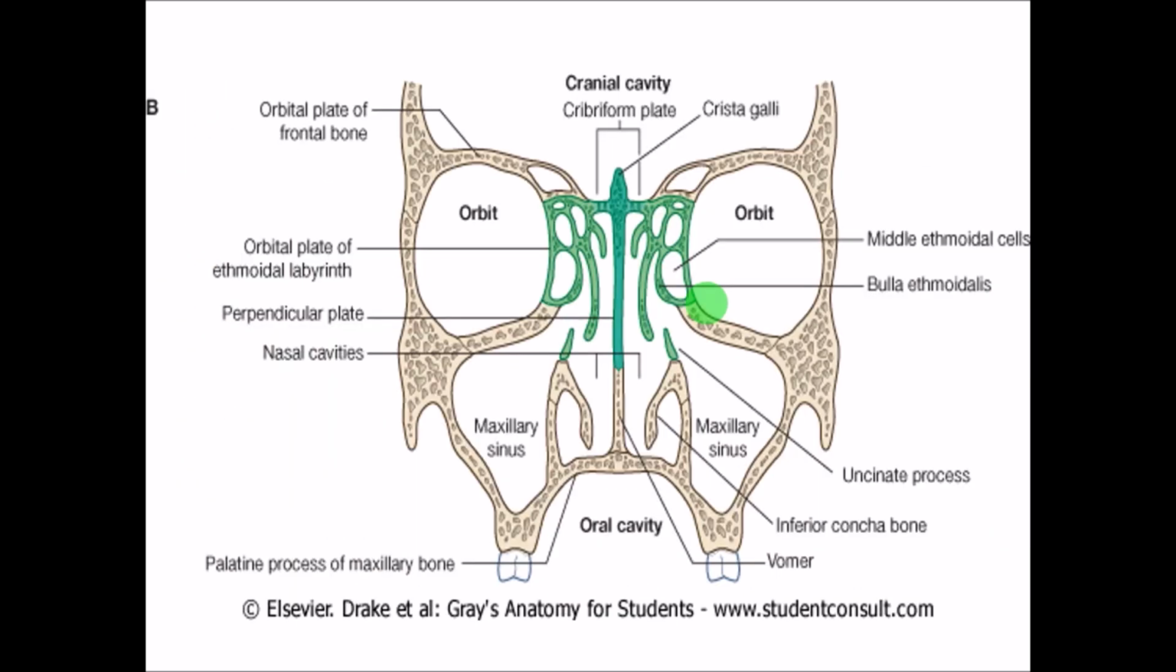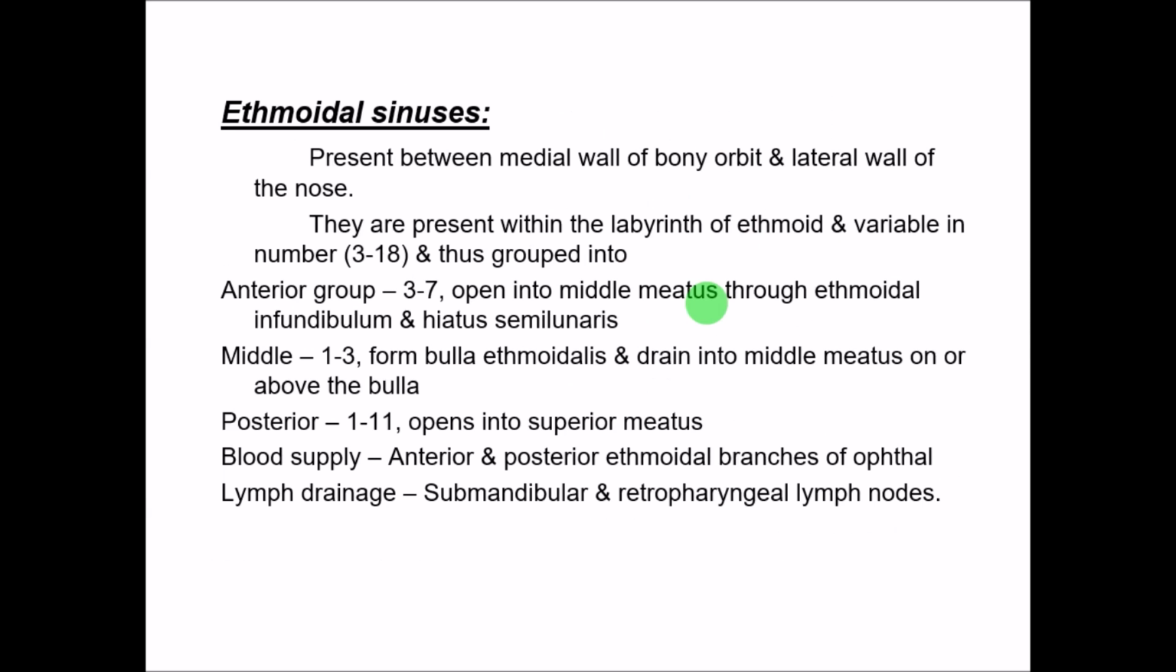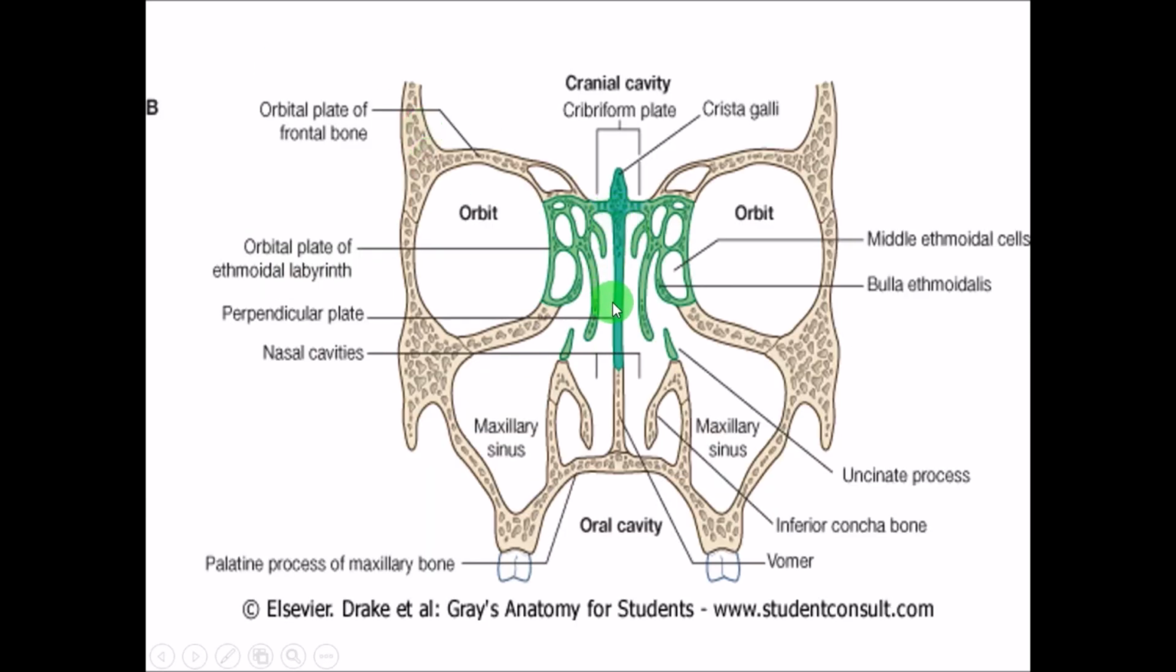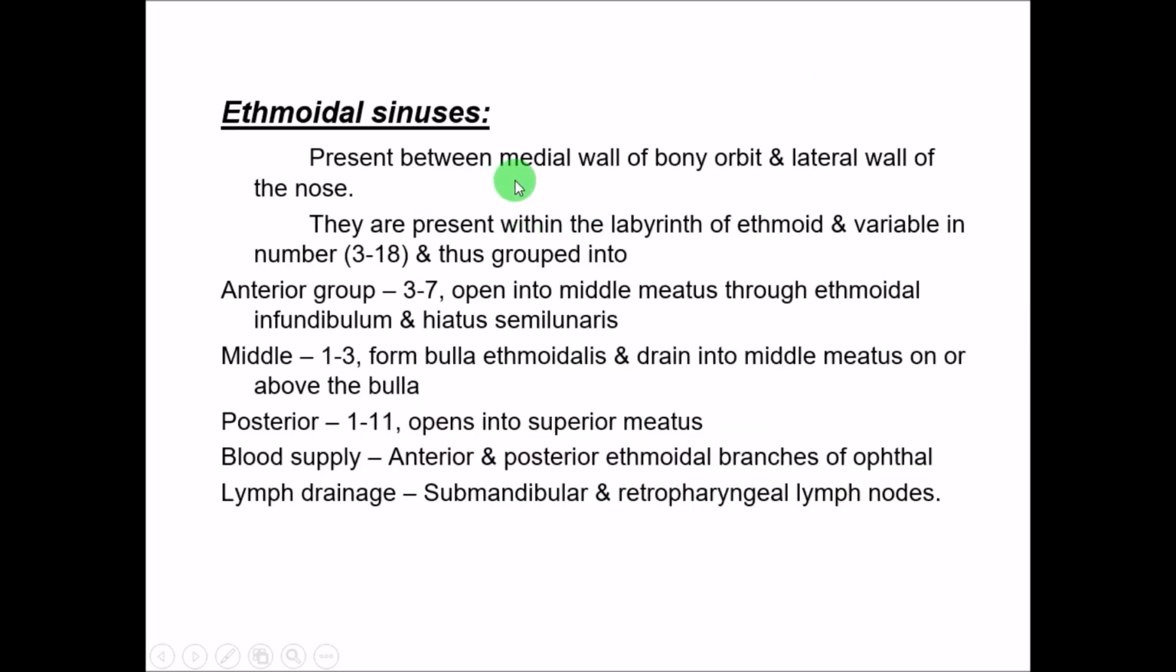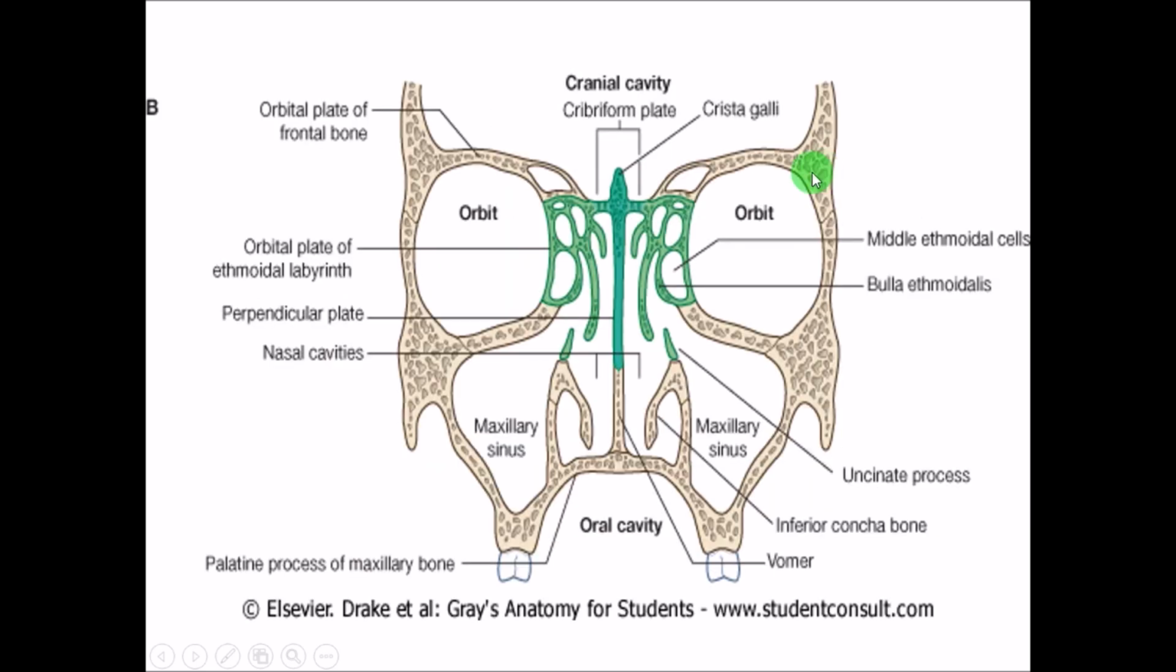Okay. Now coming to the second one, ethmoidal air sinus. So the ethmoidal air sinus is within the ethmoid bone, present between the medial wall of the bony orbit and the lateral wall of the nose. So the medial wall of the orbit and the lateral wall of the nose is formed by the ethmoid bone.